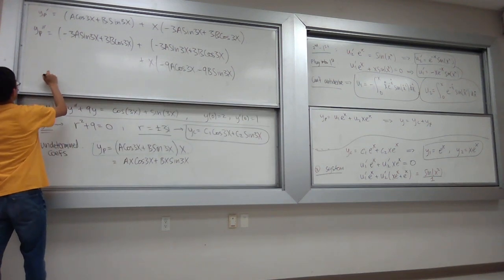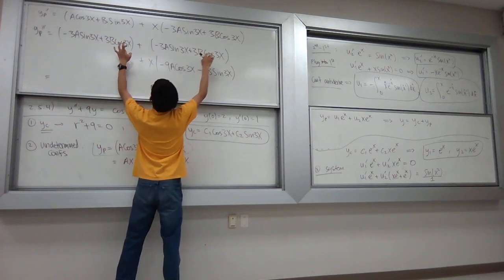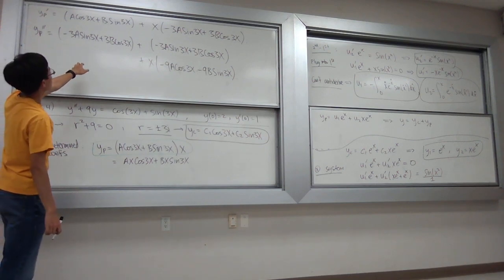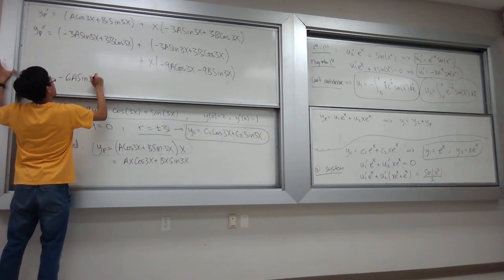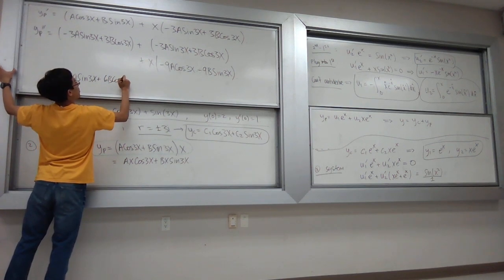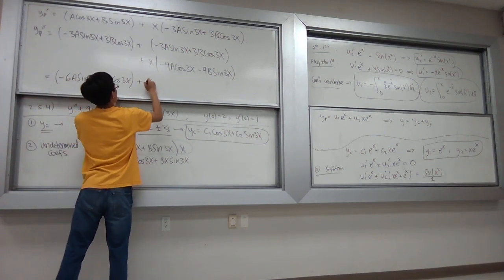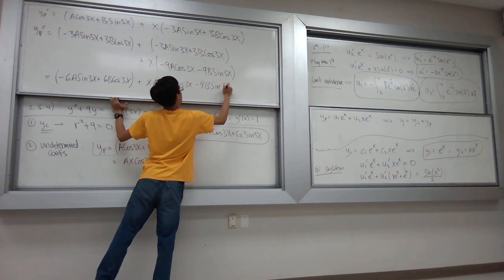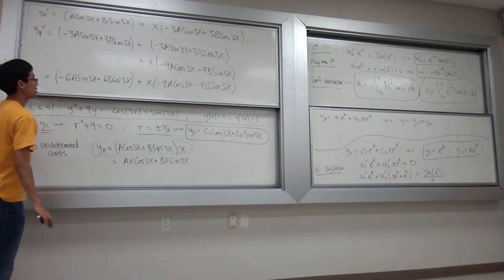This should be simplified a little, I think. That and that look like they can add together. They're adding, right? Yeah, so you can have negative 6a sine 3x plus 6b cos 3x plus x times negative 9a cos 3x minus 9b sine 3x. Okay, good.